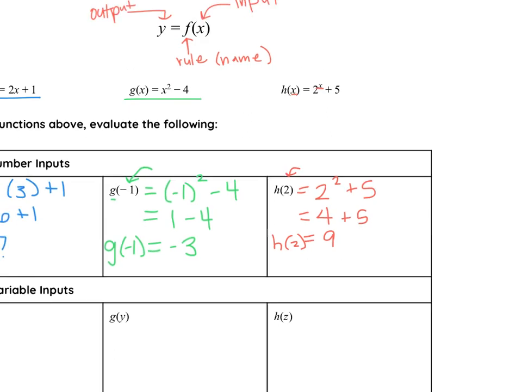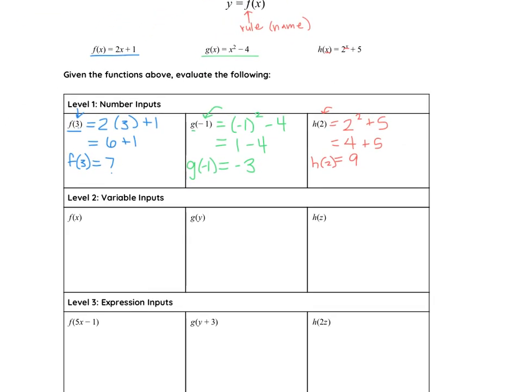So now let's look at level 2. These are actually probably easier than level 1 because you don't have to do much, but I wanted to show you because a lot of students get confused when you have an input that is a variable. So what is f of x? Well, you could say that you're replacing x with x, but really nothing's happening. It's just 2x plus 1, right? So everywhere I saw an x, I just wrote an x.